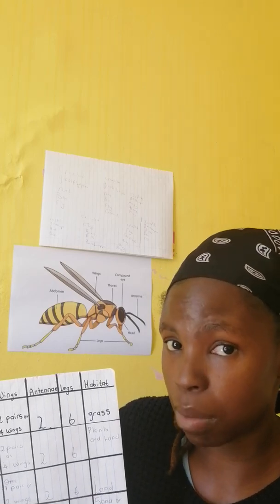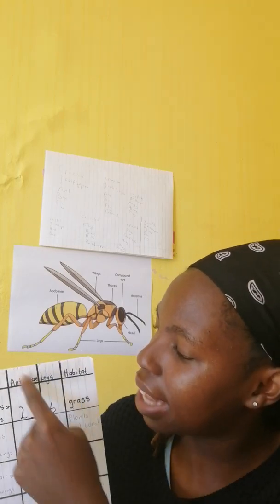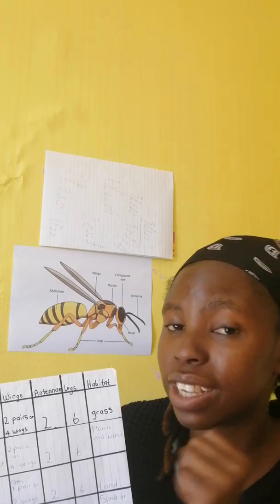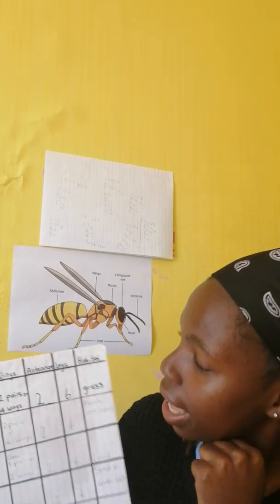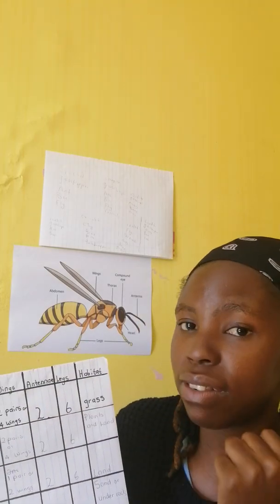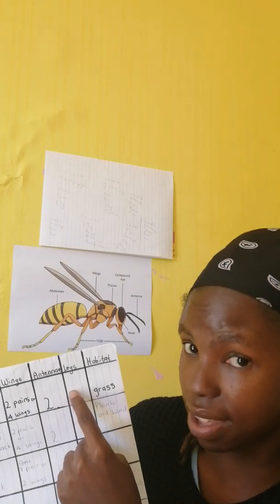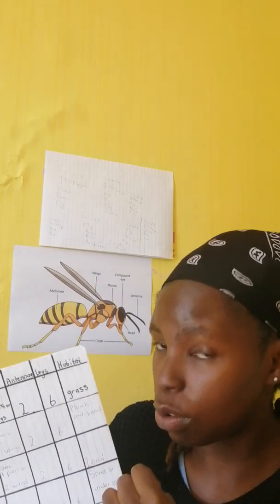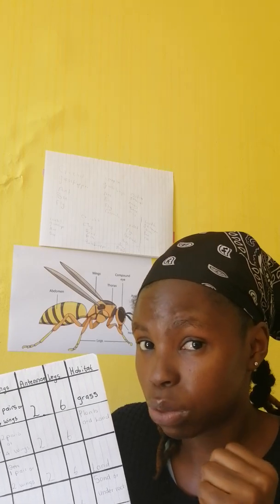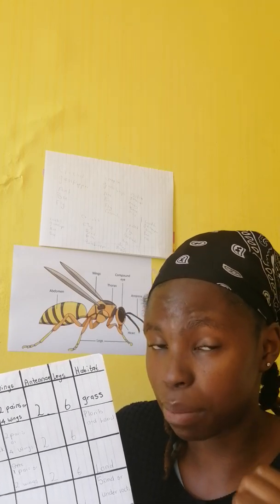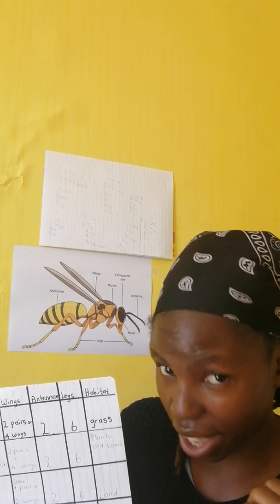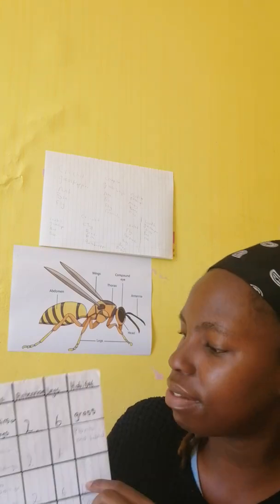So it depends on you how you want to write the number of wings, okay? And then the antennae, I have written two because it has two antennae. And then the number of legs, I have written six because it had six legs. So if your insect has five legs, you can write five here. If it has four, you can write four, depending on the number of legs your insect has. But remember what we said about the number of legs an insect has, okay? Just be mindful of that.